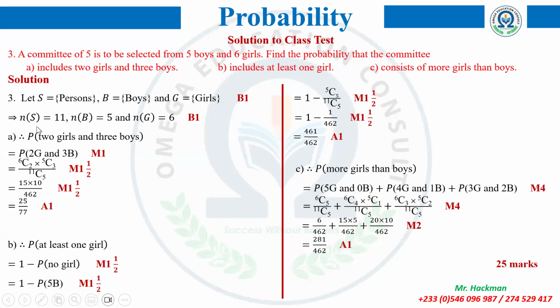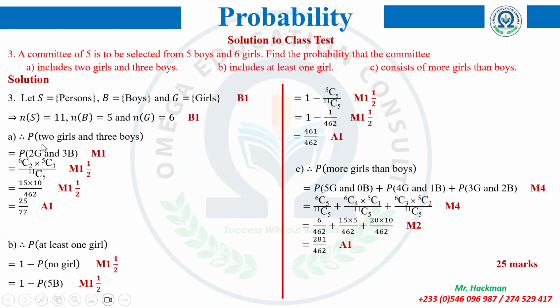Remember, if you write the normal set notation, the bracket here should be the ordinary bracket, not the curly bracket. Those of you who use the curly bracket get a zero. The curly bracket is where you are representing the letters for the set. Here you are using the set notation, and it must be the normal bracket. Then for A, we are supposed to say, therefore, P of 2 girls and 3 boys.